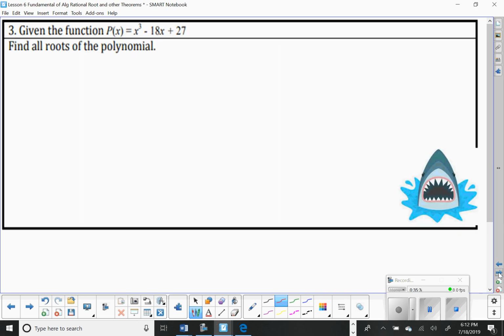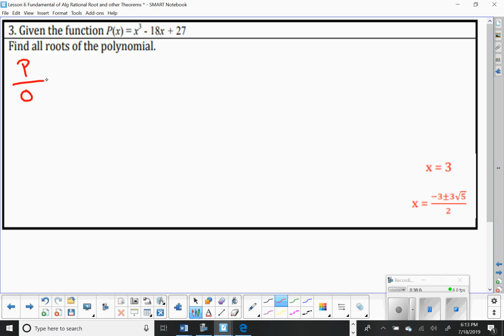Now, given the function x cubed minus 18x plus 27, find all the roots of the polynomial. Go ahead and try this. Did you get 3 and then -3 plus or minus 3 root 5 all over 2? Okay. Well, first off, I need my p's and my q's. My p: plus or minus 1, plus or minus 3, plus or minus 9, plus or minus 27. q is 1, so I don't have to do all that.